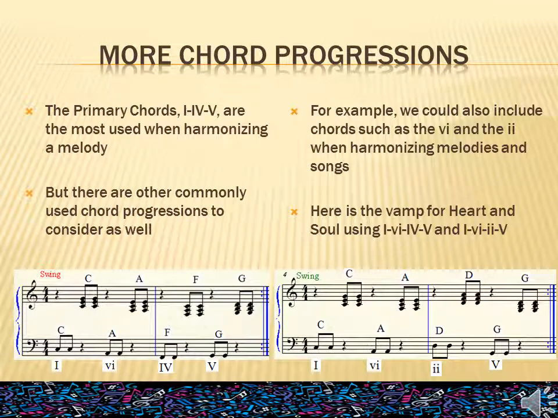More chord progressions. The primary chords, 1, 4, and 5, are the most used when harmonizing a melody, but there are other commonly used chord progressions to consider as well. For example, we could also include chords such as the 6 and the 2 when harmonizing melodies and songs. Here is the vamp for Heart and Soul using 1, 6, 4, 5 and 1, 6, 2, 5. The melody on top of this could be improvised in C major.